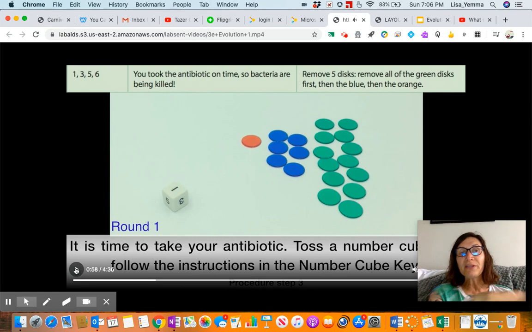So if you'll notice at the very top here, if you roll a 1, 3, 5, or 6, that you did what you're supposed to do. The antibiotic was in your system and was able to keep up with killing the bacteria.